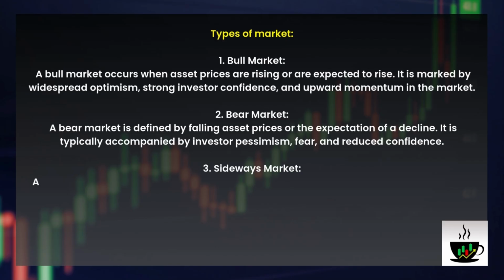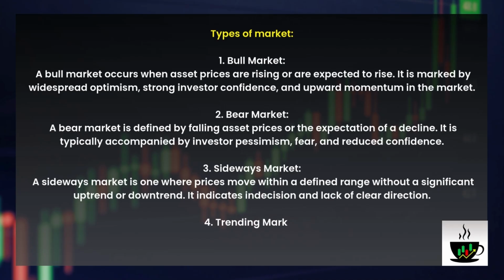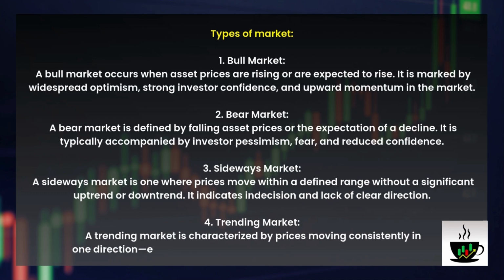3. Sideways market. A sideways market is one where prices move within a defined range without a significant uptrend or downtrend. It indicates indecision and lack of clear direction. 4. Trending market. A trending market is characterized by prices moving consistently in one direction, either upward in an uptrend or downward in a downtrend.